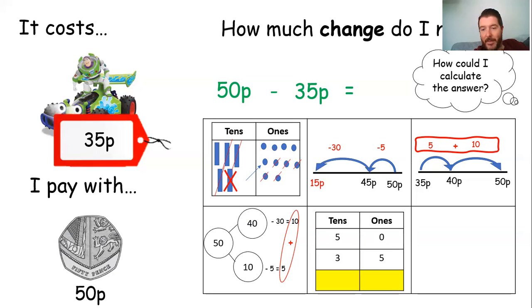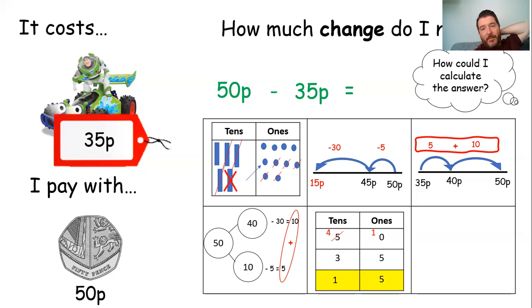Or we could use a column method. So 50 take away 35. I can't take away 5 from nothing. So I'm going to exchange 1 ten from the tens column, change that 5 to a 4, and put the extra 1 ten that I've got onto the ones side, just like we did on the drawing of tens and ones. Now 10 take away 5 is 5, and 4 take away 3 is 1, 15.